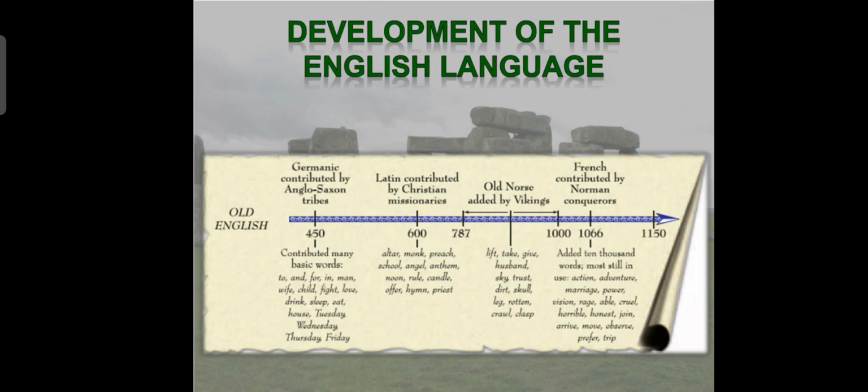Old Norse, added by Vikings, 787: lift, talk, give, husband, sky, trust, dirt, skull, leg, rotten, care, cast. French, contributed by the Norman Conquest, 1066, added 10,000 words, most still in use: action, adventure, marriage, power, vision, range, able, cure, horrible, honest, join, arrive, move, observe, prefer, trip.